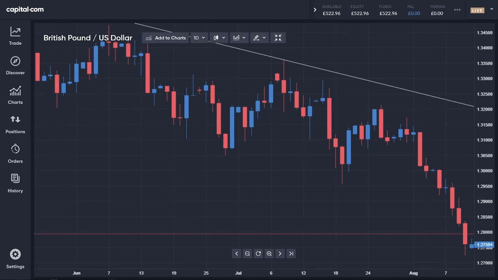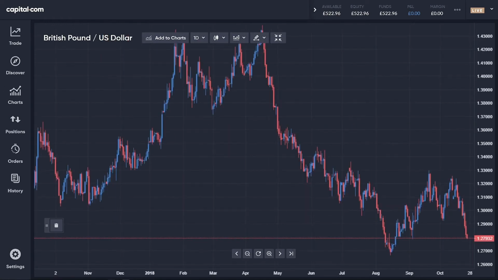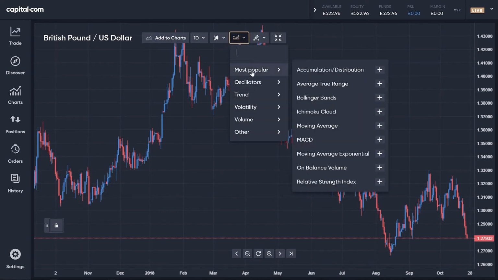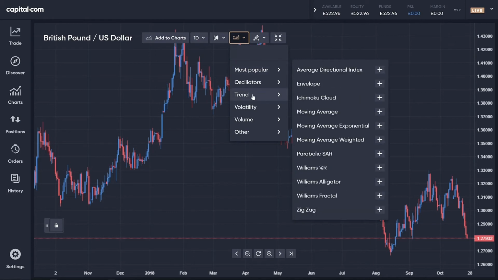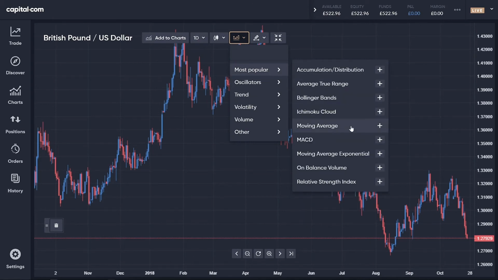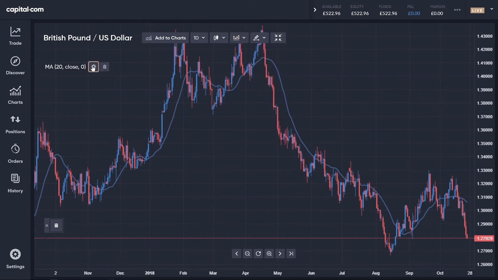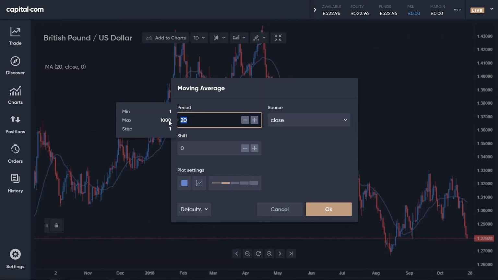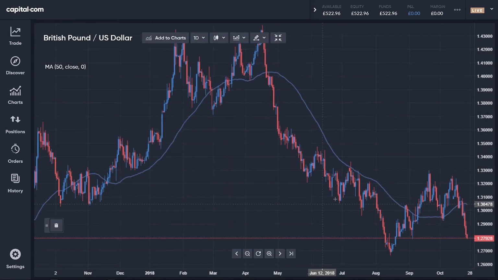Let's take a look at moving averages. So we're back on pound US dollar. Let's add a moving average to this chart. I'll go to indicators. Moving averages are in the most popular and the trend section. Let's go to moving average. As usual, you can choose the period you want that fits in with your trading approach. Let's say we're going to go for a 50-day moving average. Here we go, pound US dollar.